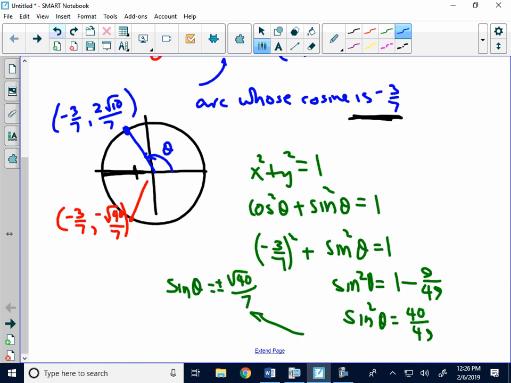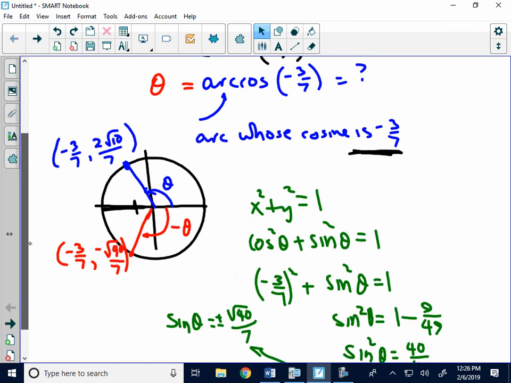And there is this other angle down here. Maybe we should call it something else. Wow, it's exactly the same amount, but in the opposite direction, minus theta. But we are dealing with this cosine inverse problem.